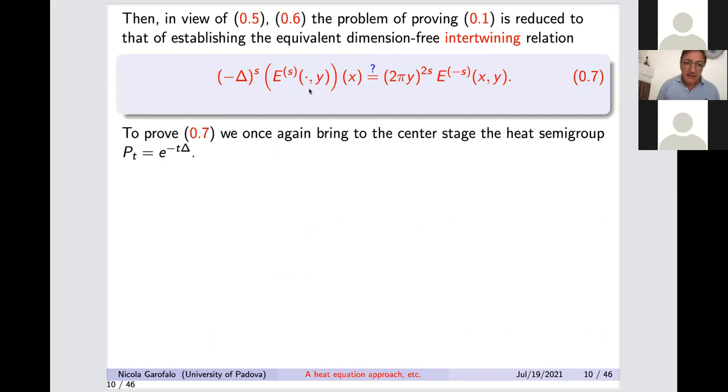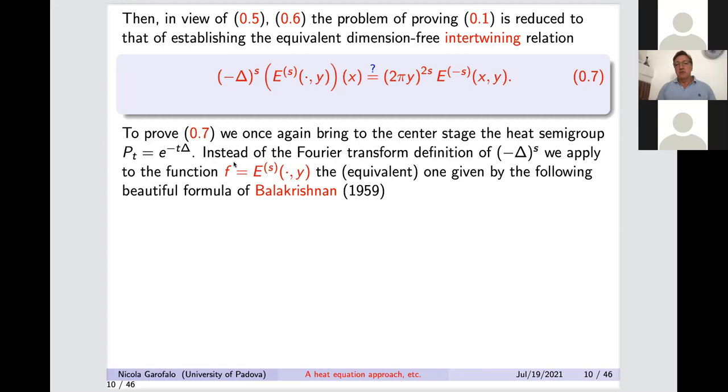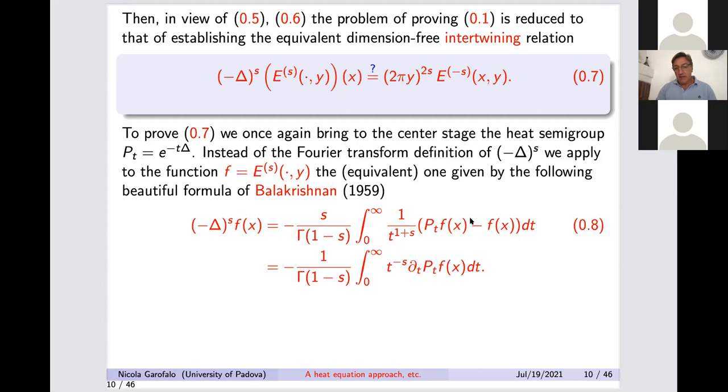But before doing that, I want to take the Fourier transform out of the picture, not because I don't like the Fourier transform, but simply because it would not be appropriate to reintroduce it at this moment. And instead, I want to use the heat equation based definition of the fractional powers of the Laplacian, which goes back to the beautiful work of Balakrishnan, in fact his PhD thesis in 1954 under the supervision of Ralph Phillips. So Balakrishnan introduced a heat equation based definition of the fractional powers of any closed operator on a Banach space through this formula here.